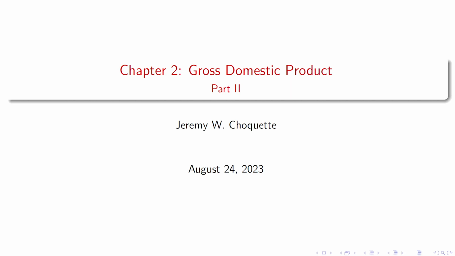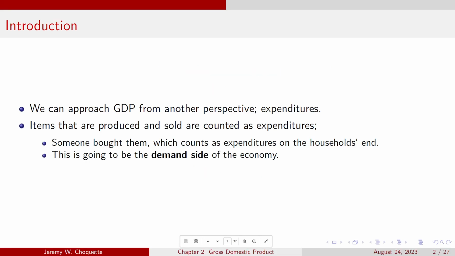So last lecture, we talked about the first part of GDP, which was the supply side, or the production side of the economy. But now that we've talked about how things get produced, it's time to start talking about what happens to them once these things are produced. Because if I'm producing items, I'm producing them because I plan on selling them to you. So whatever I make, presumably you buy.